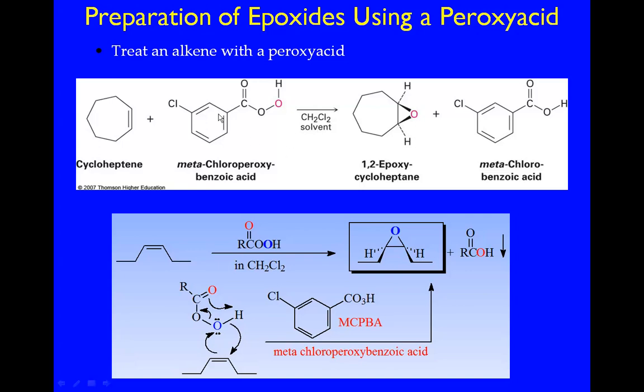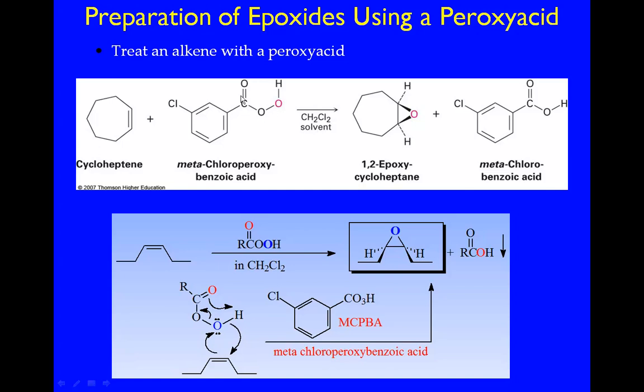How do you make epoxides? Epoxides can be made by using this peracid. Peracid is donating one of the oxygens to the alkene. In other words, the alkene is a nucleophile that is attacking this electrophilic oxygen. This is an electrophilic carbon, but this oxygen is not electrophilic.